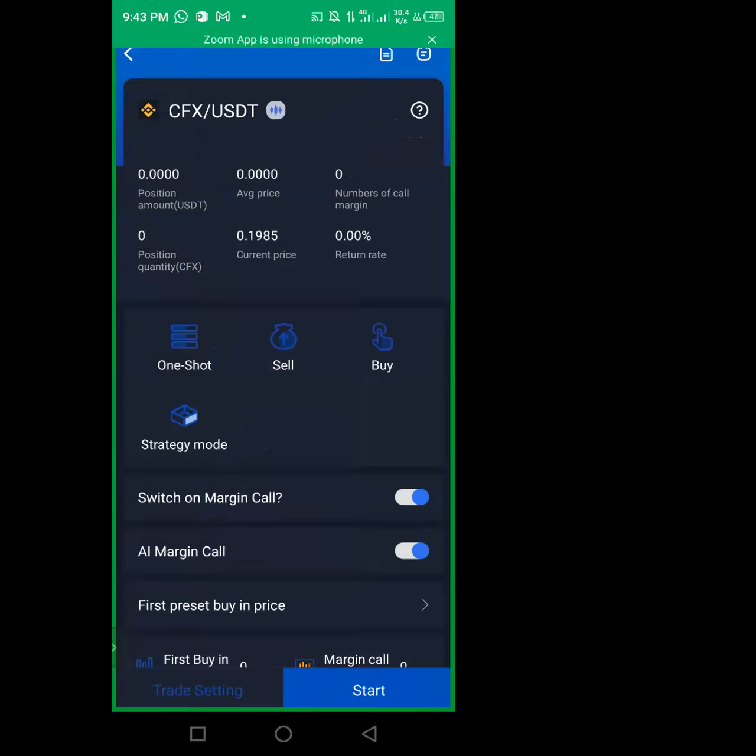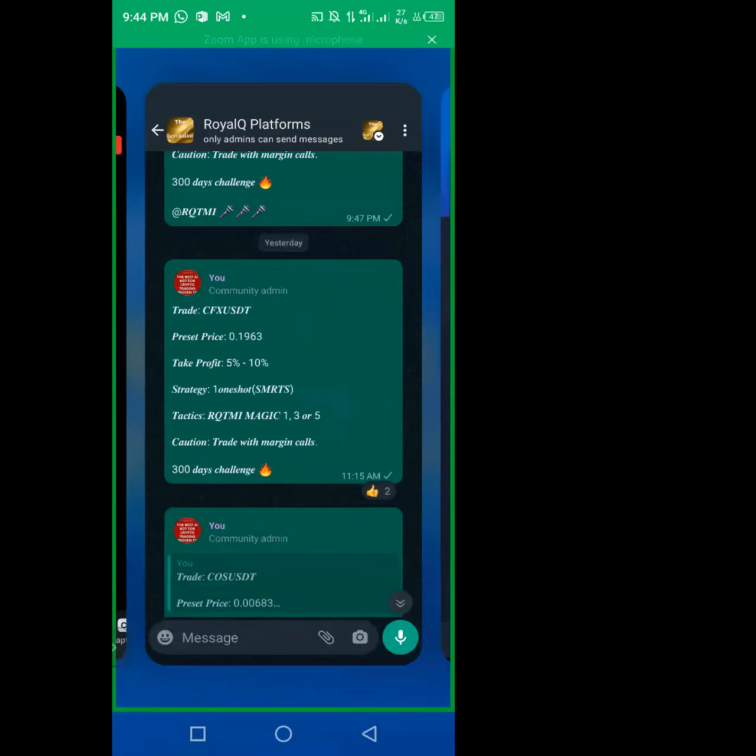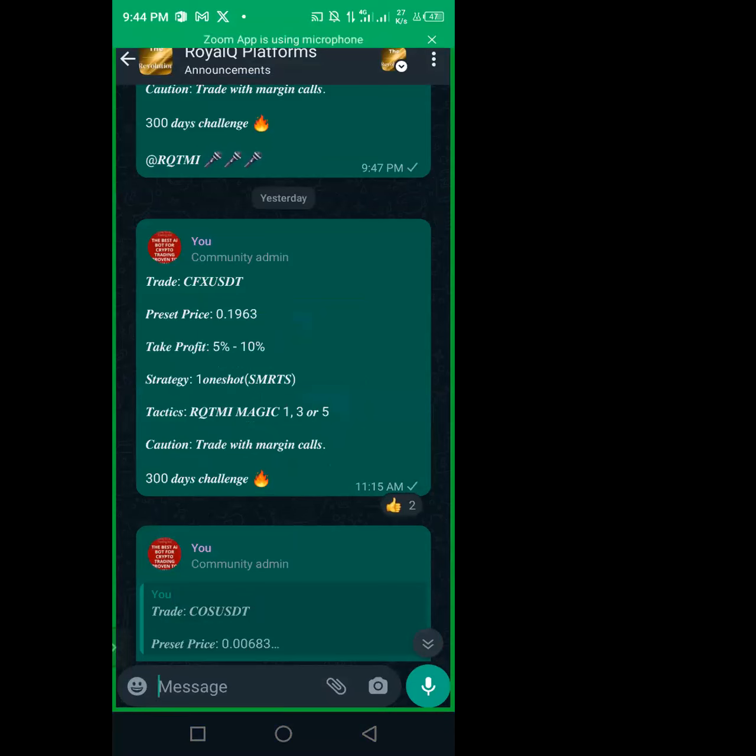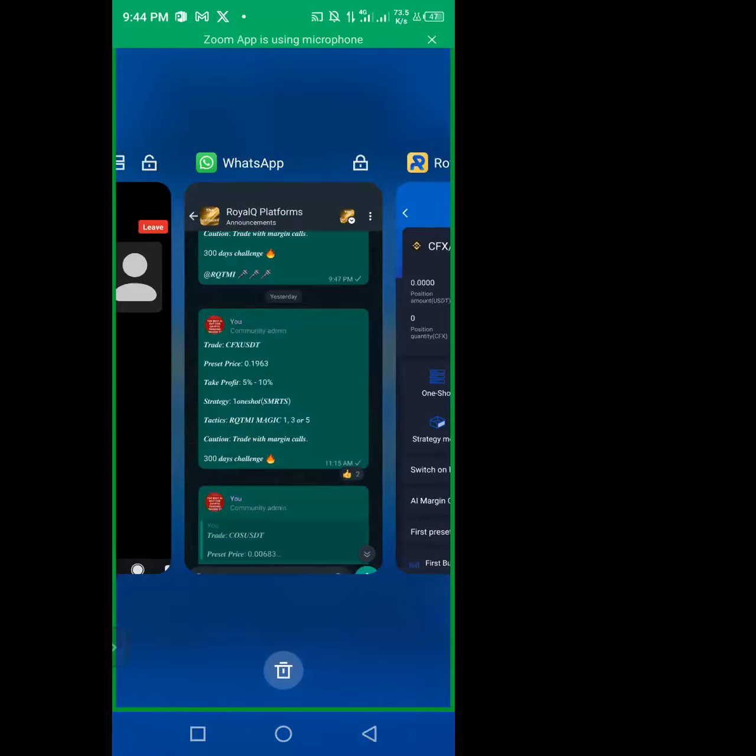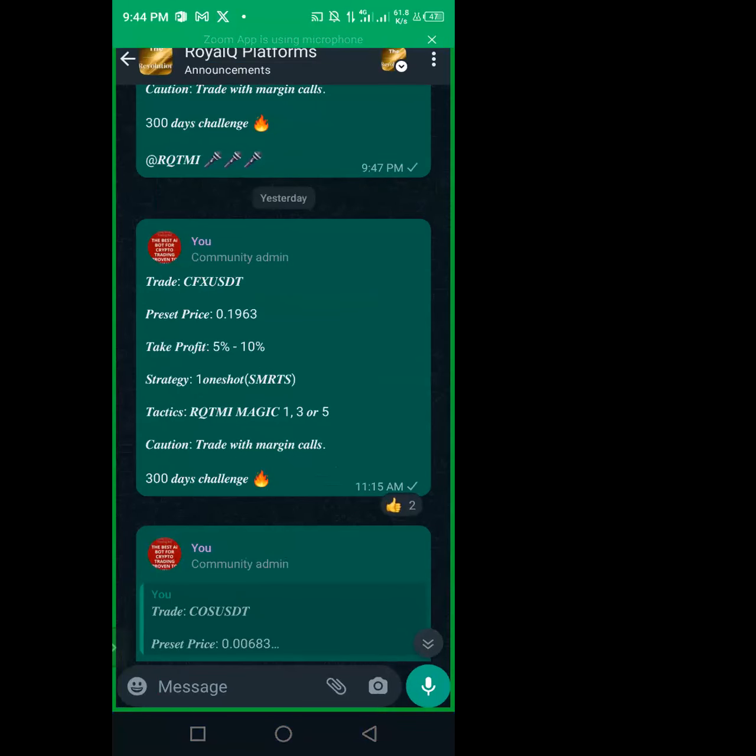Normally, after you set your trade settings, you do this check I want to do now. You don't just start. So after you set your trade settings, you must confirm the price. Now the price on the signal says 0.1963. You come here. The current price is 0.1983. So which one is higher? 0.1963 is lower. The preset price they are telling you is lower. This signal is saying that don't enter the trade immediately.